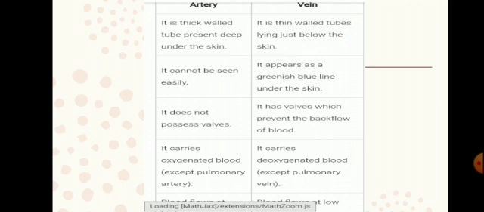Arteries do not possess valves. Veins have valves which prevent the backflow of blood. Arteries carry oxygenated blood except the pulmonary artery. Veins carry deoxygenated blood except the pulmonary vein. In arteries blood flows at high pressure. In veins blood flows at low pressure only.